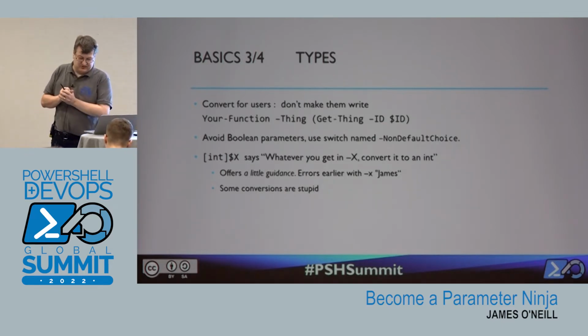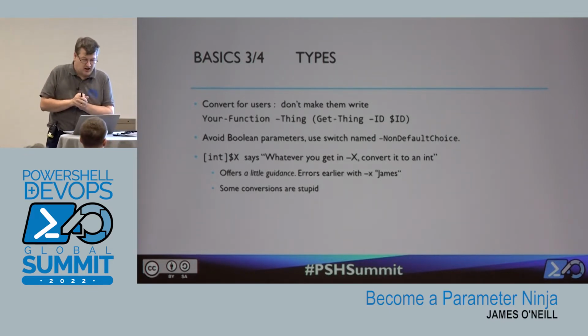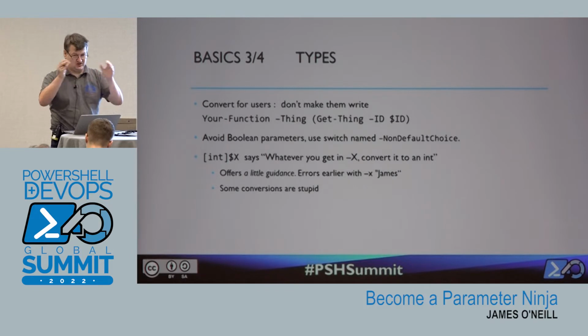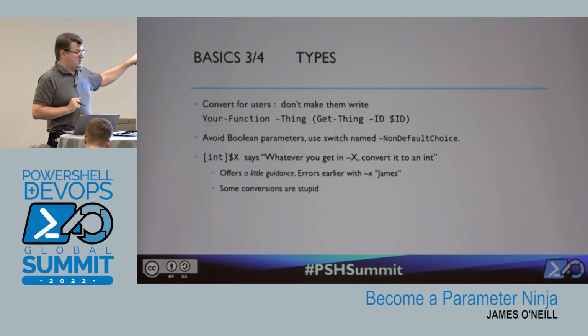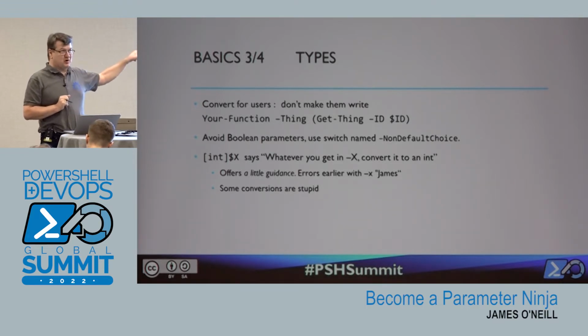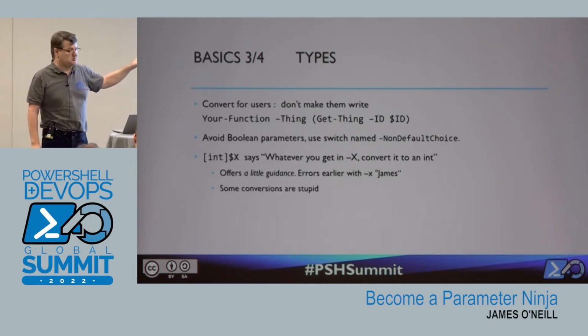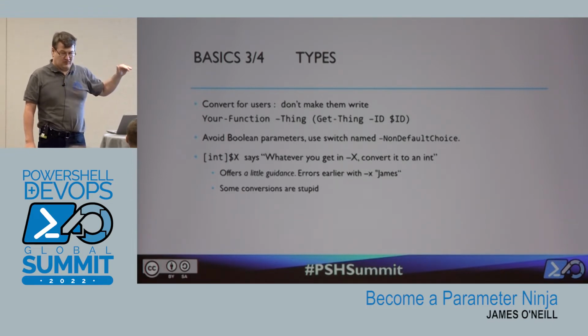A whole range of hills that I might die on. One is around writing things for users. Users do not want to hand you an object of the type that you're working on. Okay? If you make them go away and do Get-Thing so that you can pass the right object into your function, you're doing it wrong.